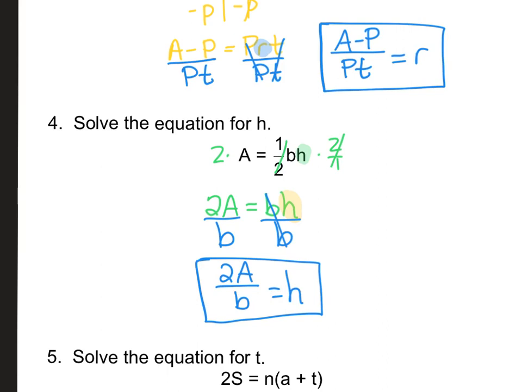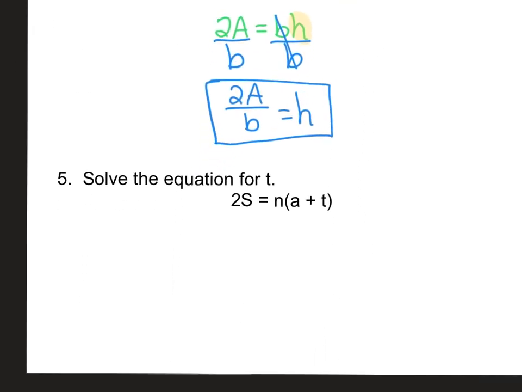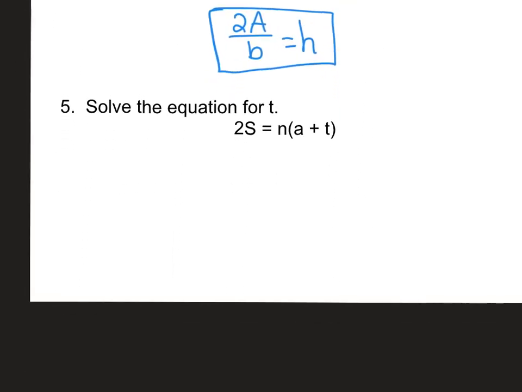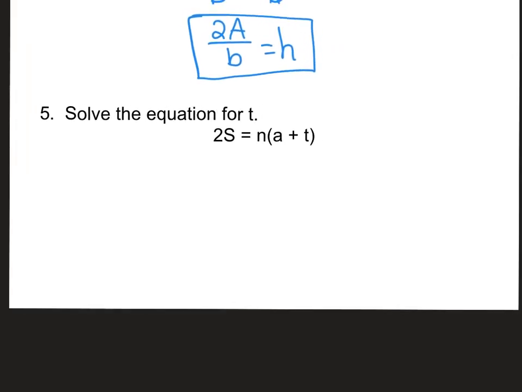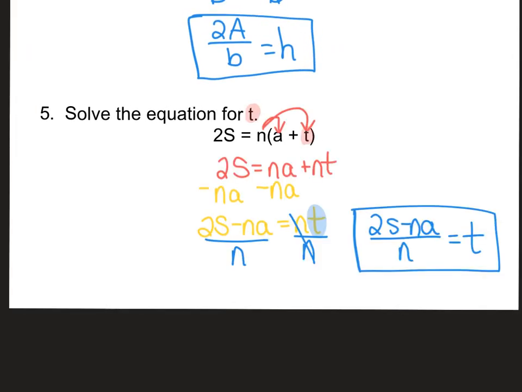Now go ahead and try to solve number 5 for yourself. Push pause on the video and then hit play when you are ready to check your answer. You should have gotten 2s minus NA divided by N equals T. If you did not, go ahead and look back at the steps that I did and see if you can figure out where you might have gone wrong.